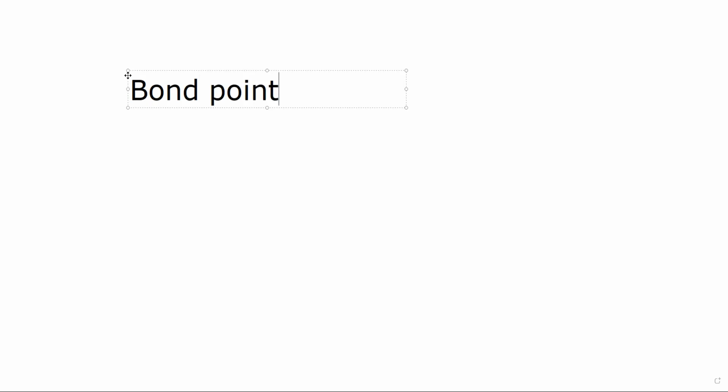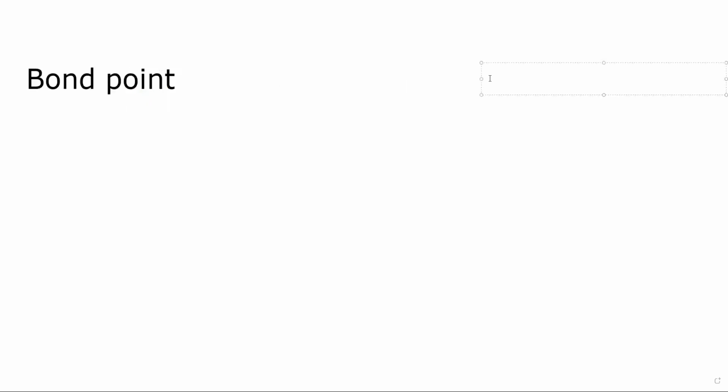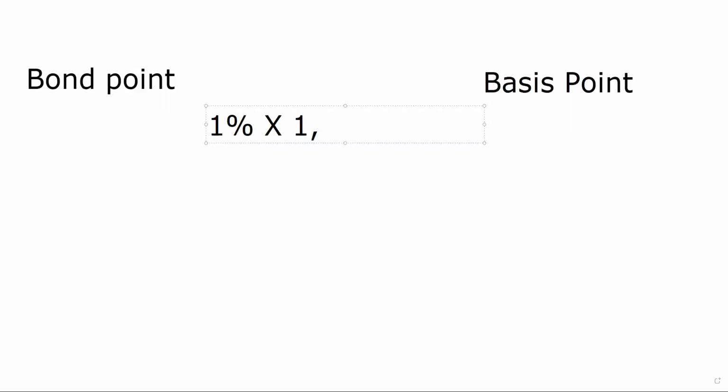So let's put bond points over here, and let's put basis over here. And a bond point, we should know, is 1% of par, right? So 1% of par, we should definitely know par is 1,000. And so that means a bond point is $10, right? So that's a bond point, 1% of par. Let's put that over here.